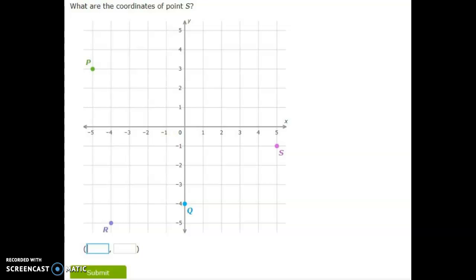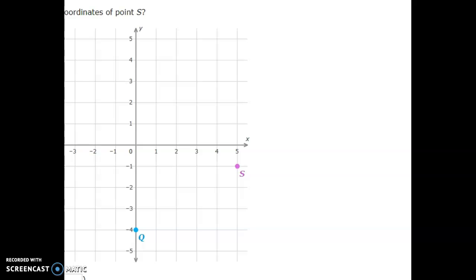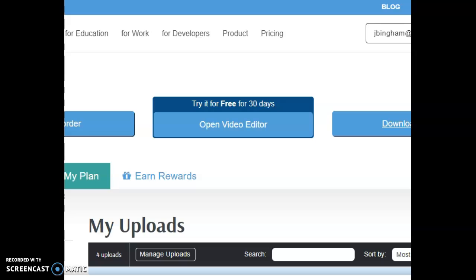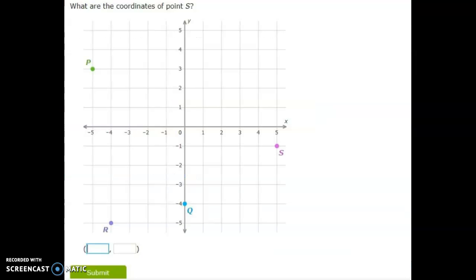So here are a few of the questions that are typical of questions on IXL X.1. Oops, sorry about that. All right, so this is the first one that I saw whenever I logged in. This is just a coordinate plane here, and we have some points. We have point S, Q, P up here, and then R down here. In this situation, we only care about point S.